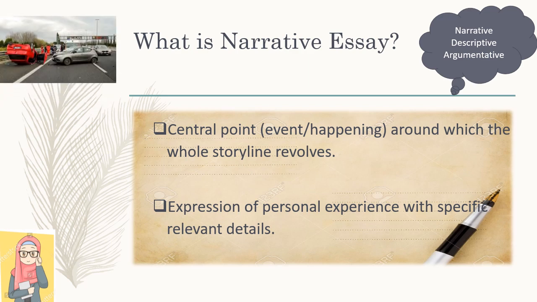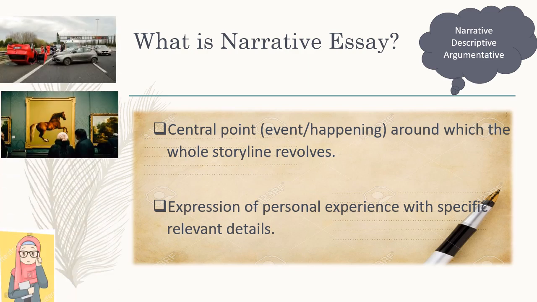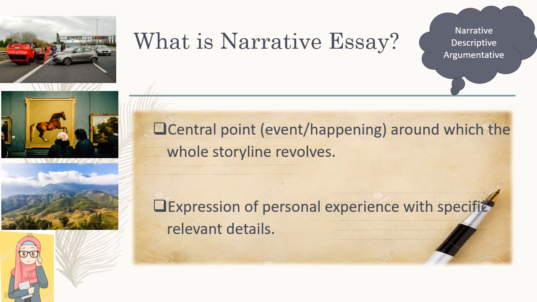To the left of your screen, you will be seeing 3 pictures. First picture is a scene of an accident. Second picture is a scene where people are looking at a painting in an art gallery. Third picture looks like a hill station. If you are asked to write about details of the accident, or a visit to the museum, or a memorable visit to a hill station, all these topics will be written in narrative form and will be categorized as narrative essays.